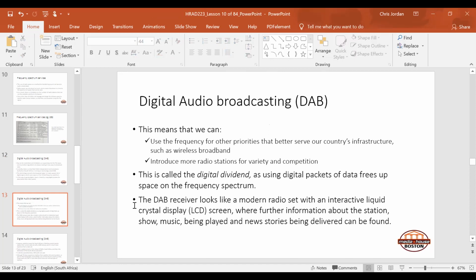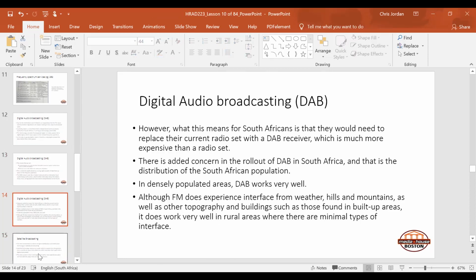But so yeah, altogether, a DAB receiver looks like a modern radio set with an interactive LCD display screen, quite like your phone, right? Where further information about the station, the music being played, so the metadata that's involved, and news stories, so data about the news stories being delivered, can actually be found. So again, almost picture your phone within your car, for example, as the interface to the device.